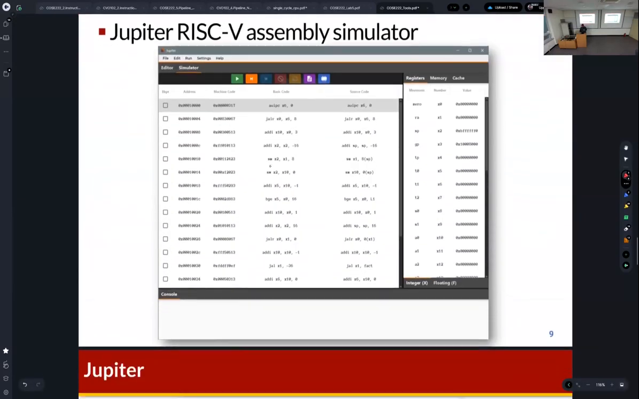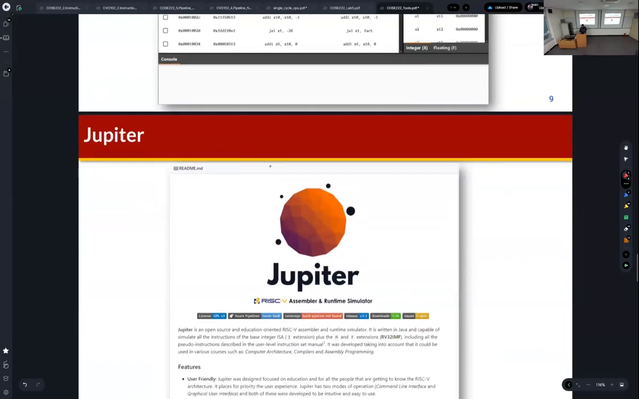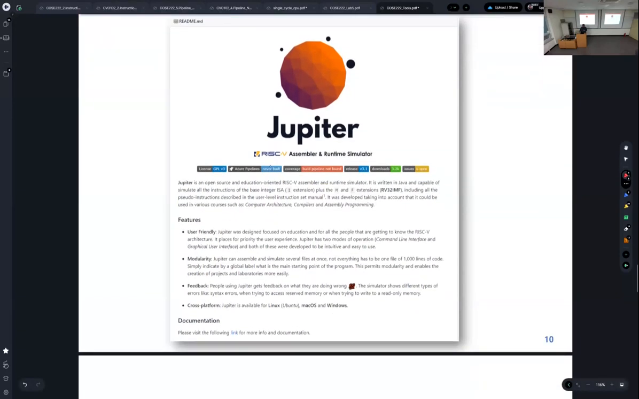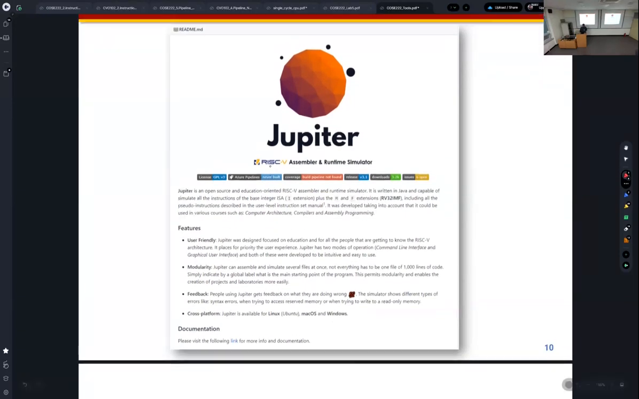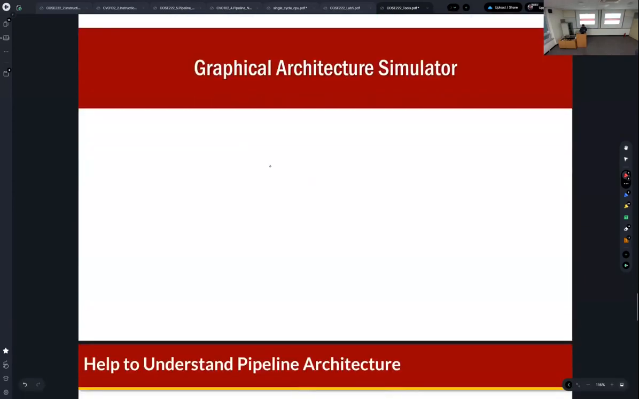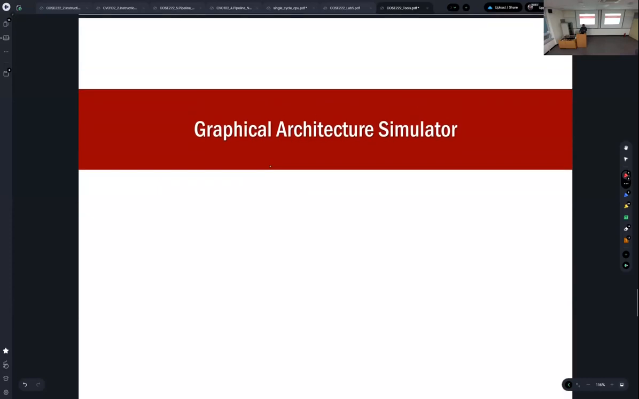Jupyter is an example of a RISC-V assembly simulator. As you can see, we can execute the RISC-V instructions here, and you can find the registers. But I want to introduce a graphical architecture simulator.